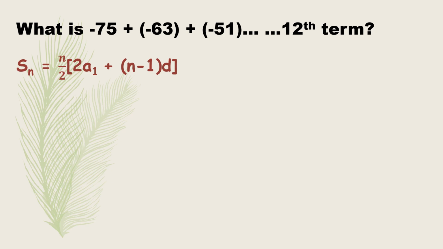And to use this, we have to get the values of our variables. So first, we have the n. So n is equal to 12 since we're going to add 12 terms of this arithmetic series. Then we will have the a sub 1, which is negative 75, which is the first term of the given arithmetic series. Next, we have to solve for the d, which is the common difference. For this one, the common difference is 12.